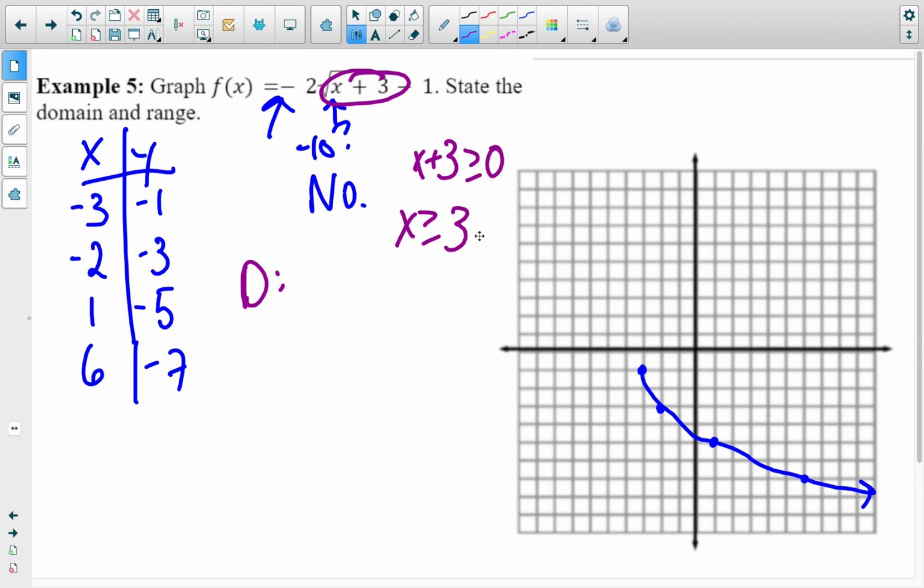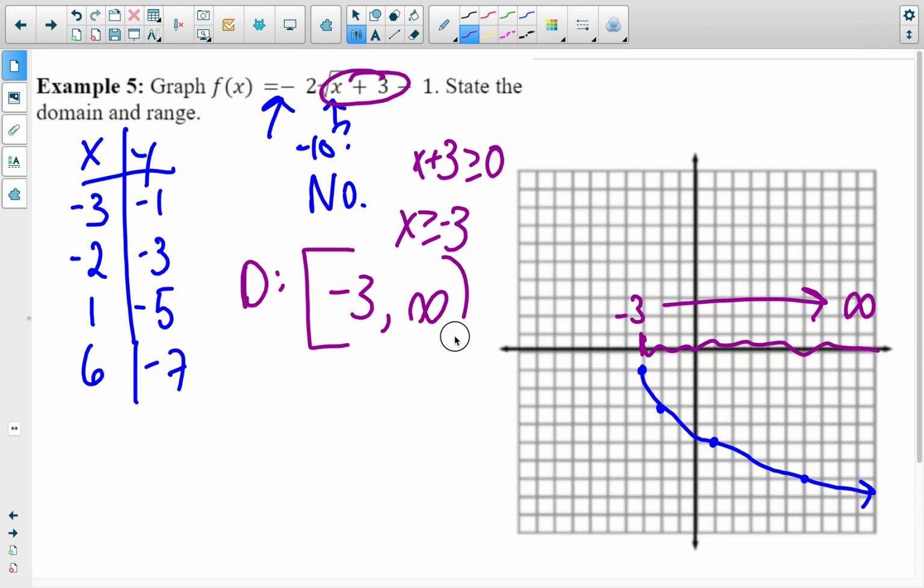Values of x that are greater than or equal to negative 3, okay? We can see that by asking which portion of the x-axis are we including. We start at negative 3 and we're going onward to positive infinity, so we want negative 3 comma infinity. With a bracket and a parenthesis.